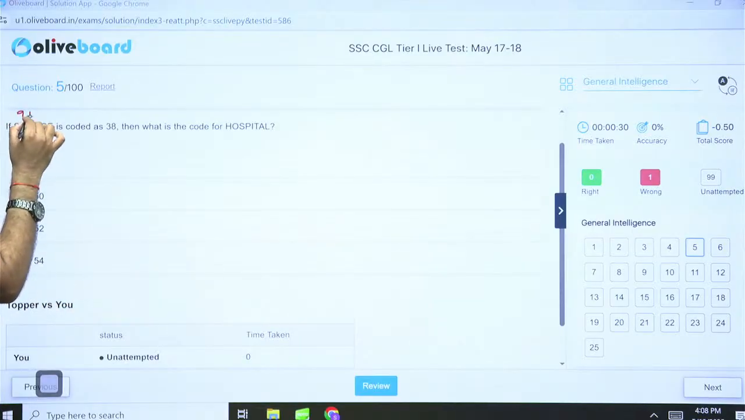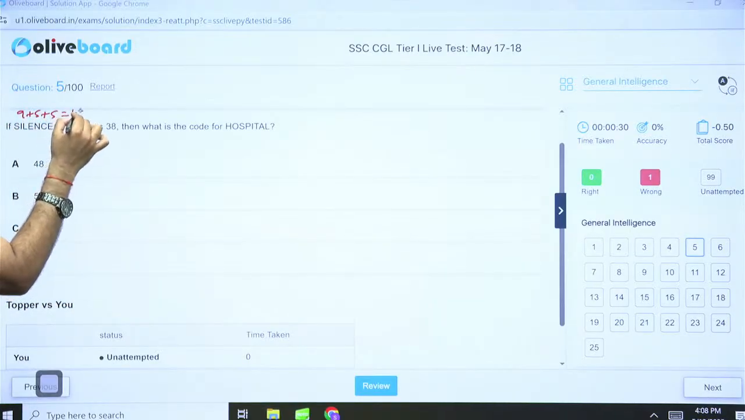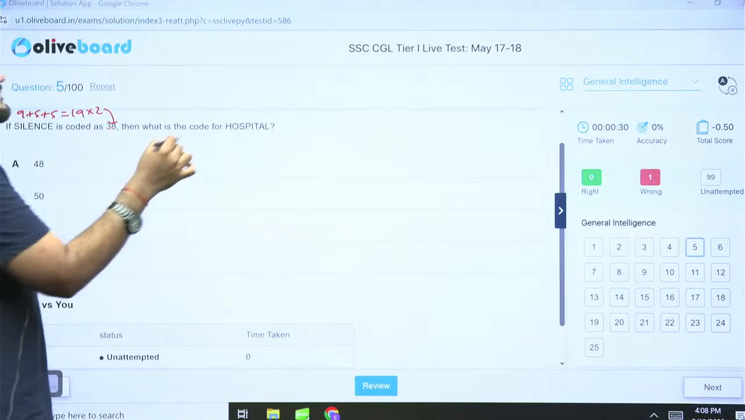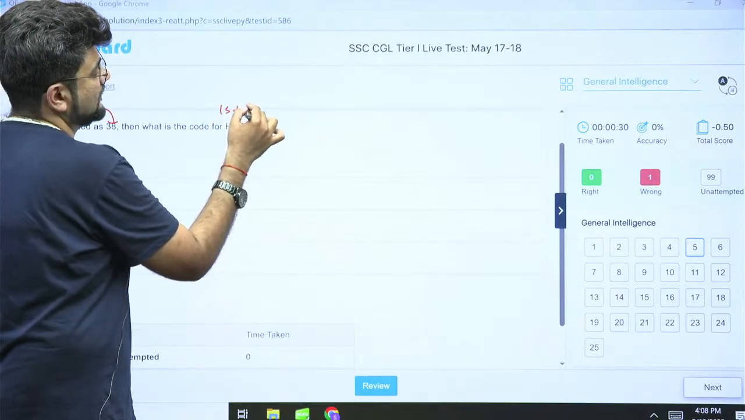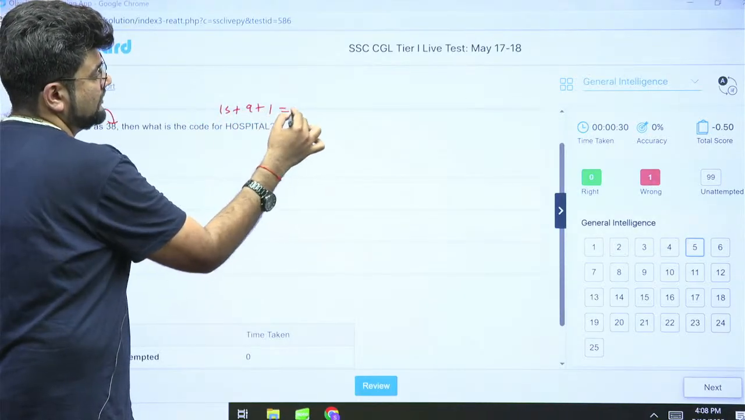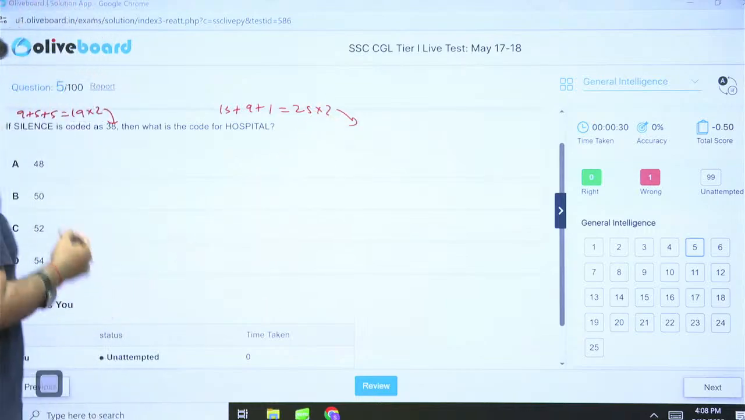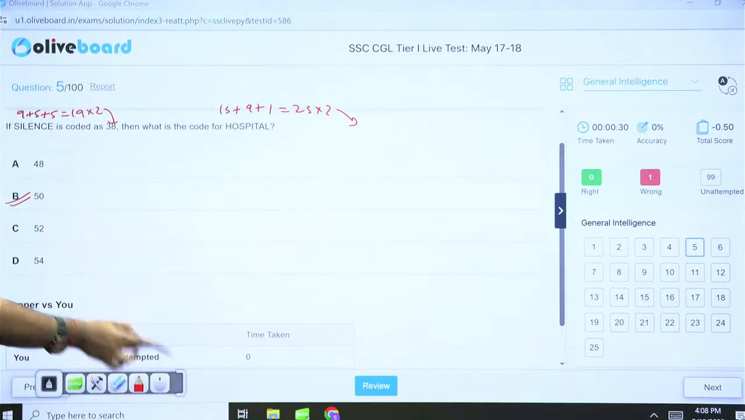So I is 9, E is 5, E is 5. You add them, you will get 19. Multiply that by 2, you will get 38. Similarly, add 15, add 9 and add 1. So this is 25. Multiply by 2, you will get 50 as your correct answer. Option B is the right answer.